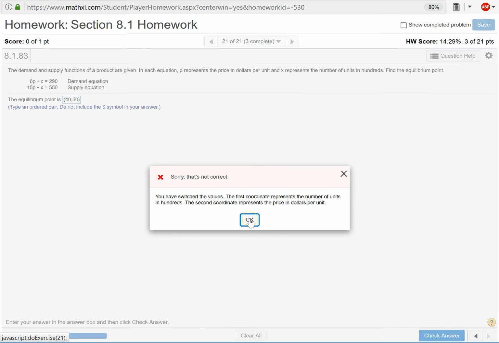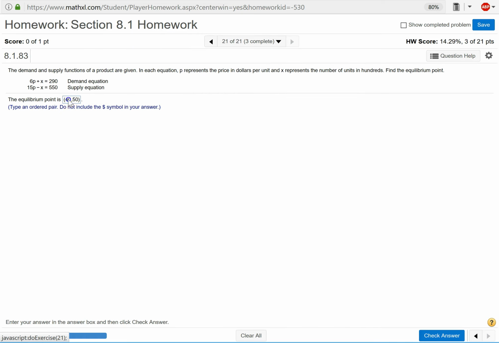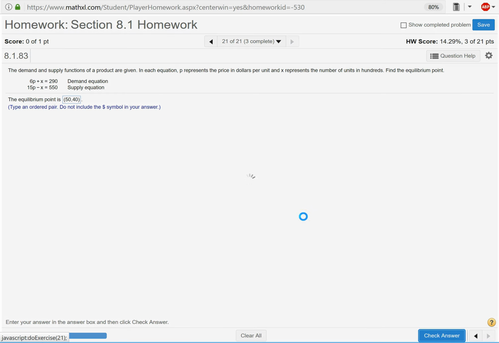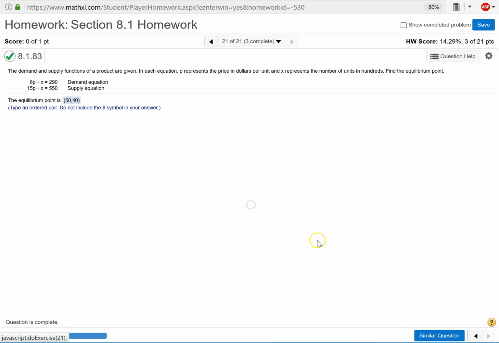Switch the value. The first part is the number of units. There it is. The second part is the dollar price. There you go. So let's go back to here. All right, the ordered pair is always X and then P. They confused me right here because I had the P first and then the X. So I know I got this one right. All right. Hopefully that helps with the questions you guys may have had on these questions.